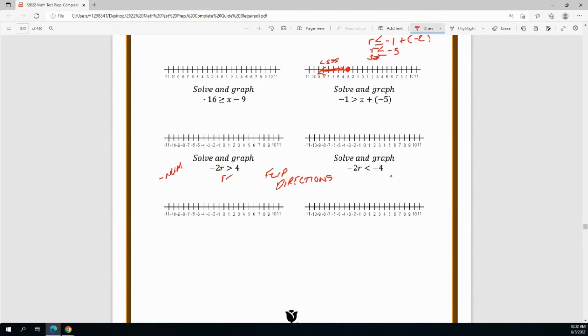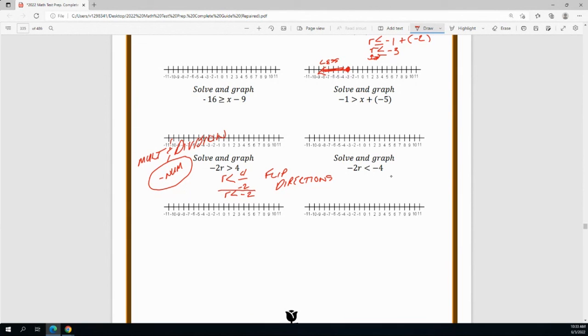R, and then watch, flip my sign direction, and then I write divided by -2. 4 divided by -2 is -2. There we go. So remember, when you are working with a negative, this is only with multiplication or division. This does not apply to addition or subtraction. This is only for multiplication and division. If you do this with addition or subtraction, it will be incorrect.